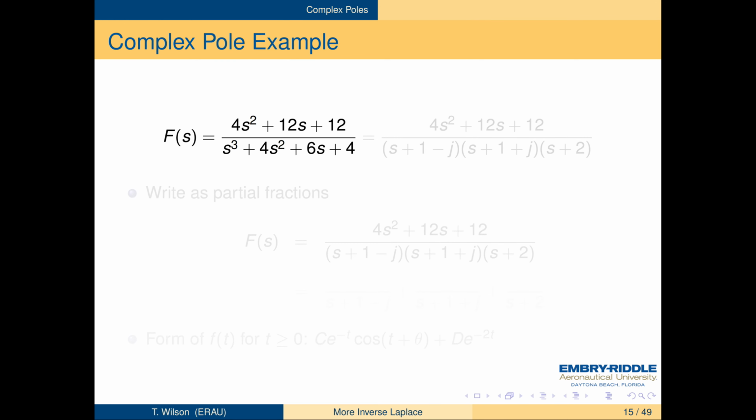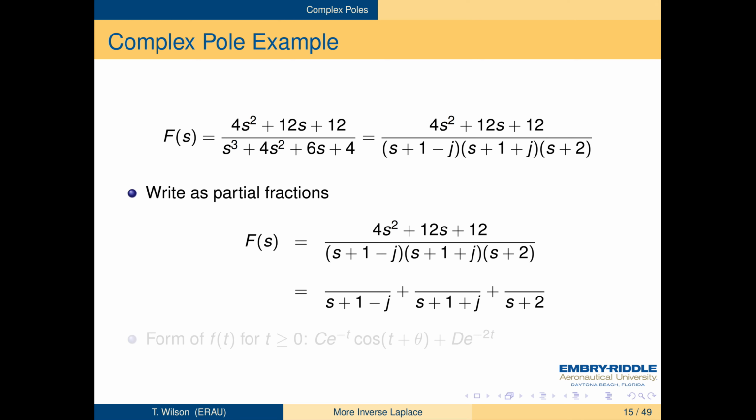Let's work an example where the Laplace transform of a waveform has complex poles and complex residue. Here's a capital F of s with a quadratic numerator and a cubic denominator, expressed both in polynomial form and in factored form. We see that the poles are at s equals minus 1 plus and minus j, and at s equals minus 2. We'll discuss how to use MATLAB to factor polynomials later in class. You should also know how to use your calculator to find the roots of polynomials.